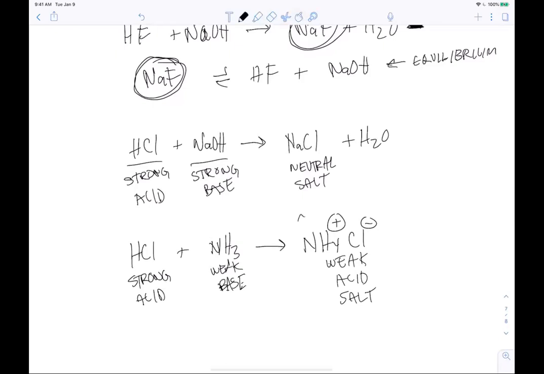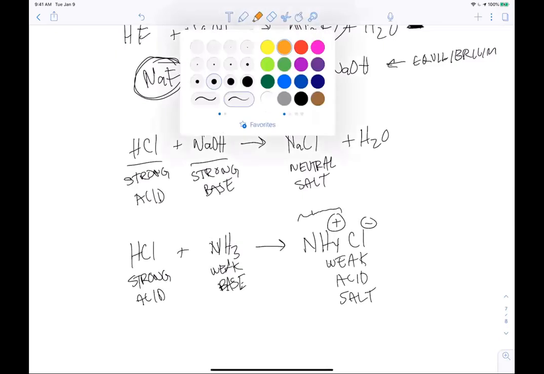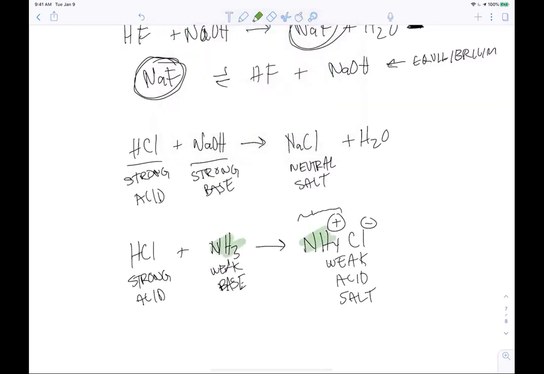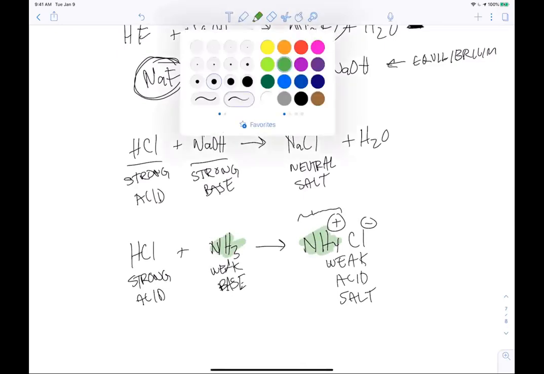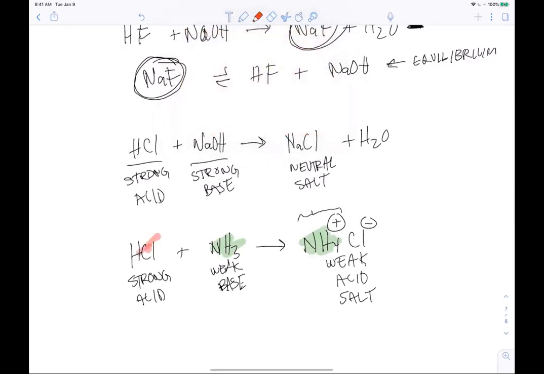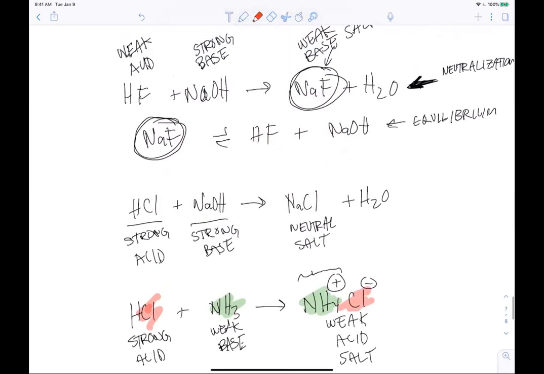Because this portion comes from the weak base. That becomes the weak acid on the other side. And then the other portion, the chloride or whatever, that comes from the strong acid. So it's a very, very weak base where it's considered just neutral. Yeah, a lot of stuff to think about. Okay. But those are the three situations you can arrive in.